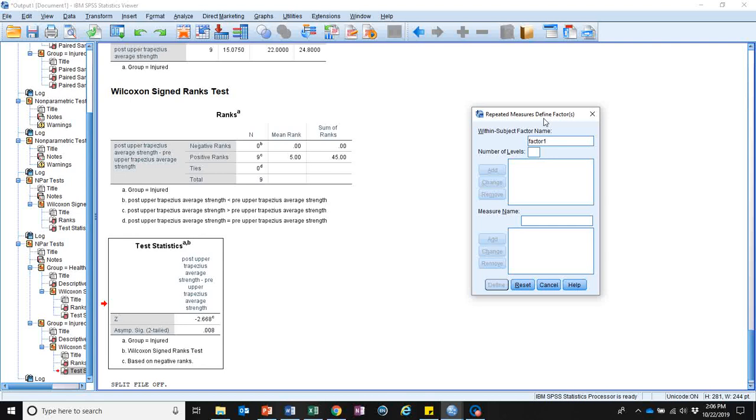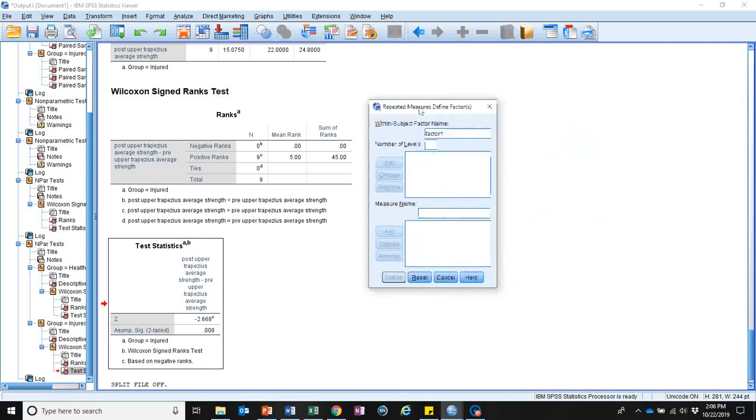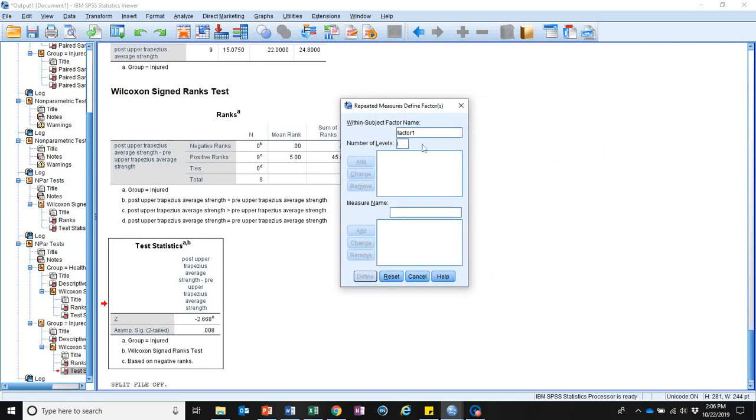So when you get this, you're going to get this little variable that pops up, and it's going to have within subjects. This says factor 1. It defaults to always saying factor 1, but you can make it mean something to you. So in this case, I'm going to call it time because we have 2 time points, baseline and post-intervention, and I have to know how many levels I'm going to analyze. In this example, I'm going to have 2 data points. So I hit that add, and that's all I have to put on this menu.